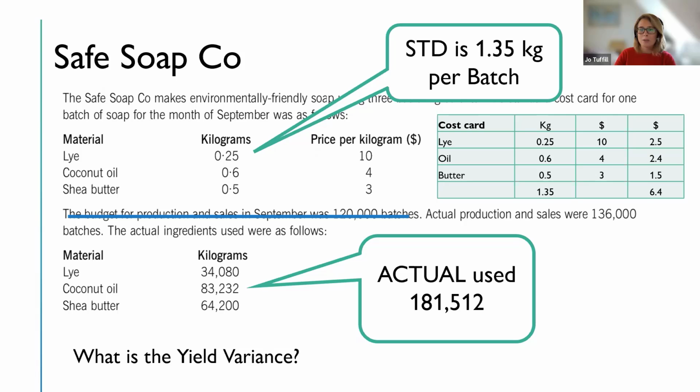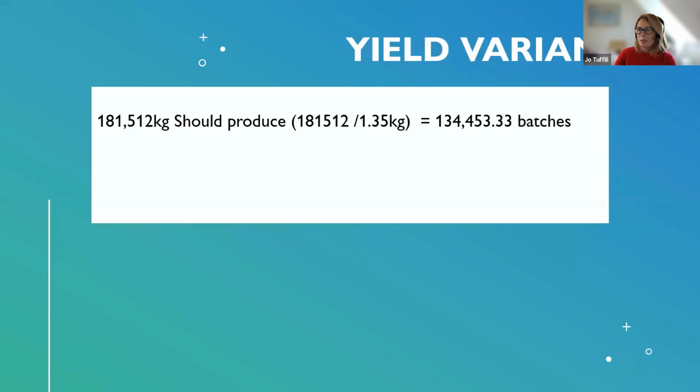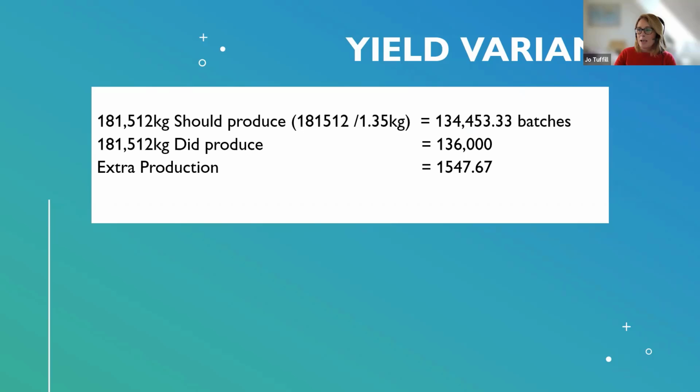So let me show you how that works. It should produce 134,453.33 batches. It did produce 136. So the extra production it's made more than we should have done, is 154.7. Now that's not the answer. A lot of people stop there. You've got to cost it up, remember. That's the quantity. Costing it up is 9,899 favorable because we're timesing it by the 640.